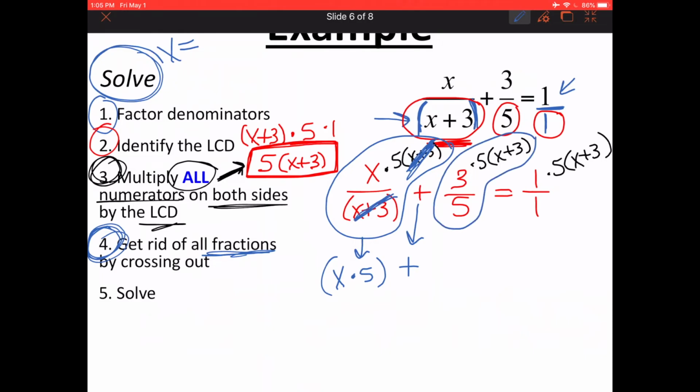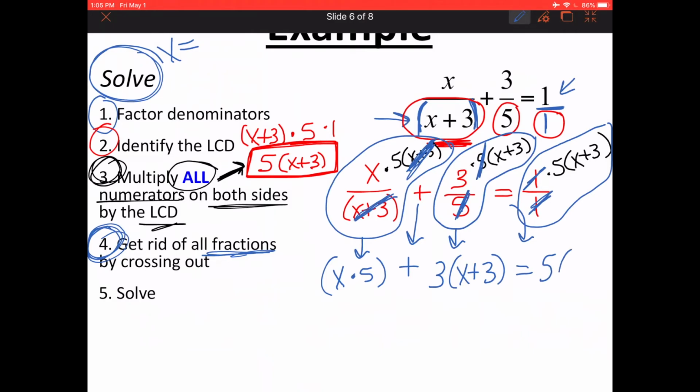For my second fraction, what can I cross out? That 5 and that 5. So now I'm just left with 3 times x plus 3. I carry down my equal sign. And for my third fraction, the invisible 1 in the denominator can cross out. The invisible 1 in the numerator can cross out. So I'm just left with 5 times x plus 3. Woohoo! So we've made it here to this step.